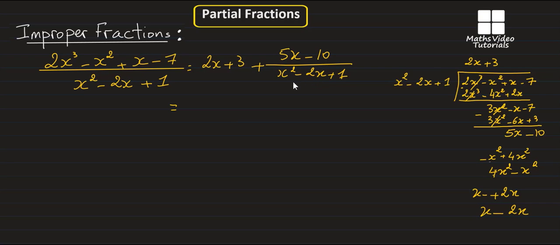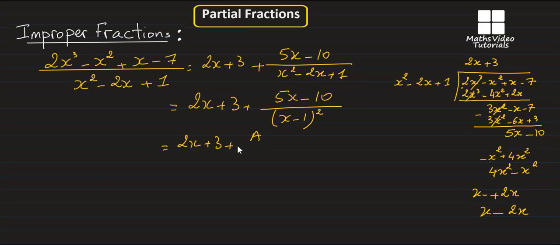But before we can do that, we should rewrite the denominator into its product of linear factors. X squared minus 2x plus 1 is x minus 1 all squared, a repeated factor. So this one will decompose in the form a over x minus 1 plus b over x minus 1 all squared. So now we need to work out the values a and b by cross multiplying. So we're going to do that next.